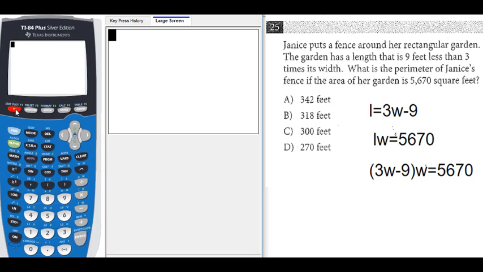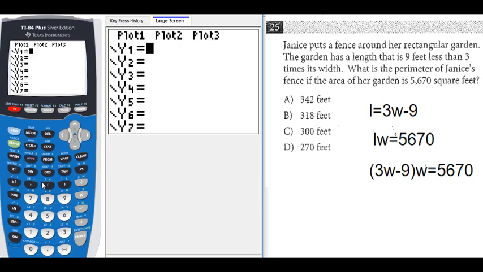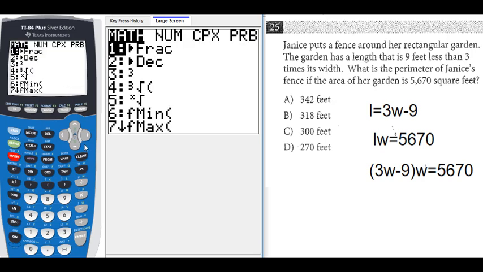So we go to Y1 now. You will plug in parentheses 3W, that means alpha, this one is W, minus 9, then parentheses times alpha W, then minus 5670. Yeah, you will put into Y1. That's the first step. Then go to math, and you can scroll down to the end.